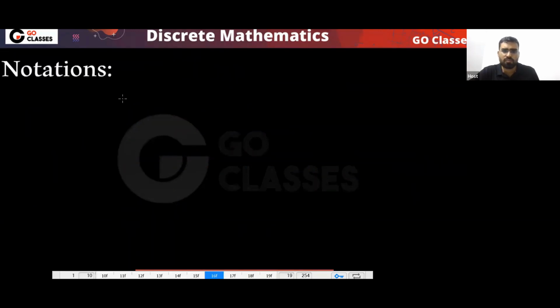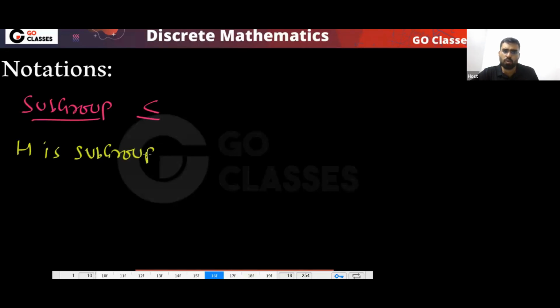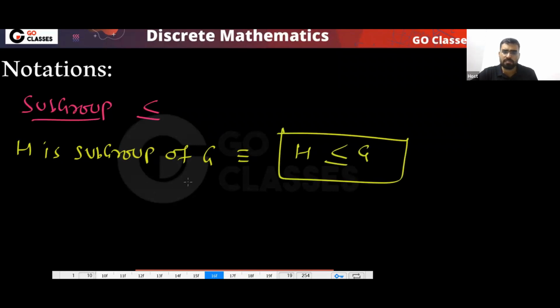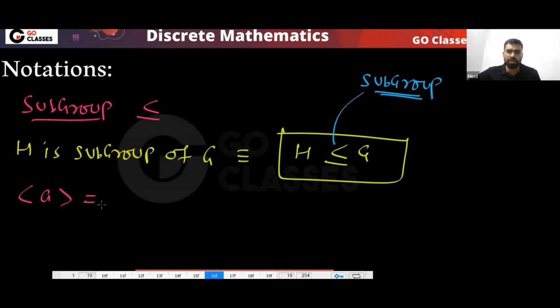Now let me tell you some notation. This is the notation for subgroup. For example, if I say H is a subgroup of G, then I will write it like this. This is how people write sometimes. This symbol means subgroup. Is this clear? And this symbol means the subgroup generated by A, which you already know.